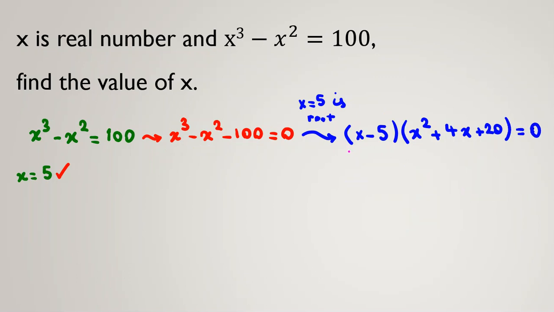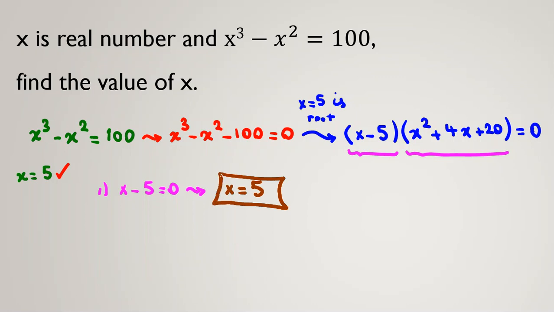Okay, so we have two cases. The product is 0, so one of the factors is equal to 0. Case 1: x minus 5 equals 0. So we can conclude that if we take negative 5 to the right-hand side, x will be 5, our first answer. Second case: x squared plus 4x plus 20 equals 0.